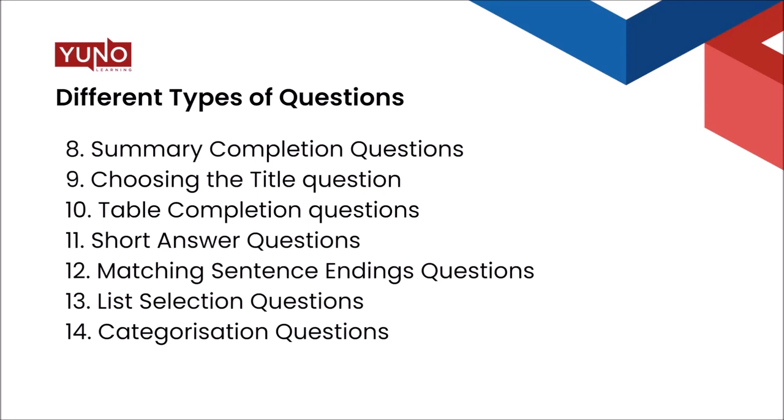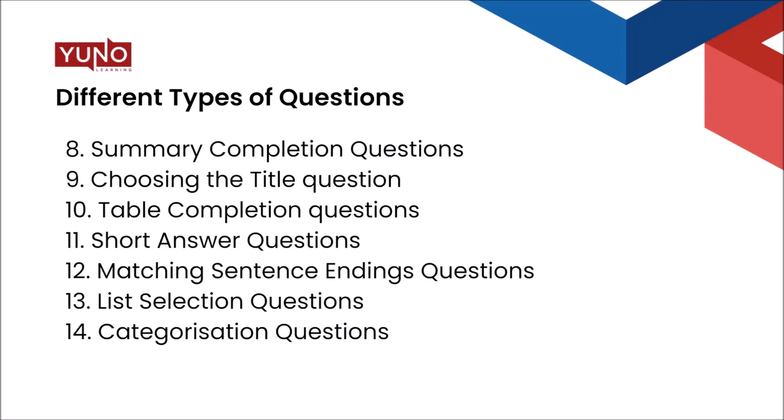Matching sentence ending questions. So a sentence, a paraphrase of the sentence is given to you. You do not get exactly the same sentence. You do not get it in exactly the same manner. It's paraphrased. And suppose you get 5 questions where the first part of the sentence is given to you. For the second part, that is the sentence ending, you may have 8 options given to you. So you'll have to select out of those and match.